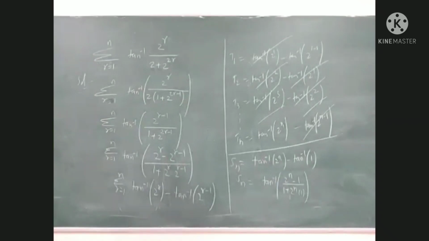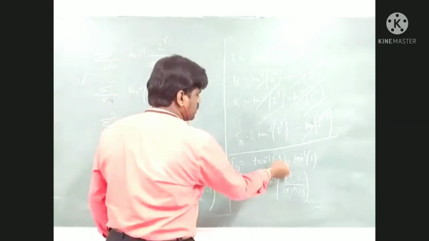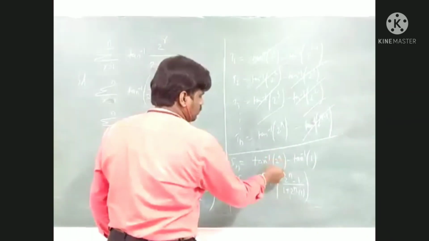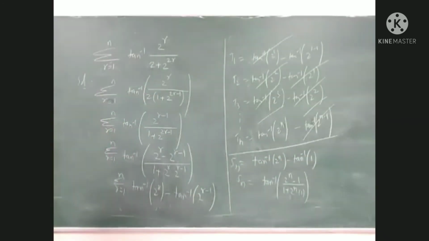Understood? If I substitute infinity here, 2 power infinity is infinity, tan inverse infinity is pi by 2. Pi by 2 minus pi by 4 is pi by 4. Okay, S infinity will be pi by 4. Sn will be 2 power n minus 1 by 1 plus 2 power n.